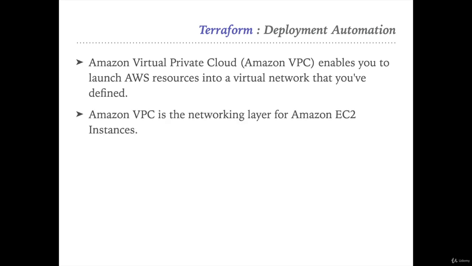Amazon VPC is the networking layer for Amazon EC2 instances. The network which we define inside the VPC, we can use that network inside the EC2 instances, and the specified network associated with the EC2 instances, that particular EC2 instance will use only that network. The network layer in AWS creates a separate isolation between the communication of the different instances, right? We will discuss it shortly.